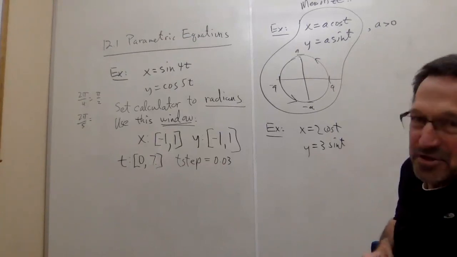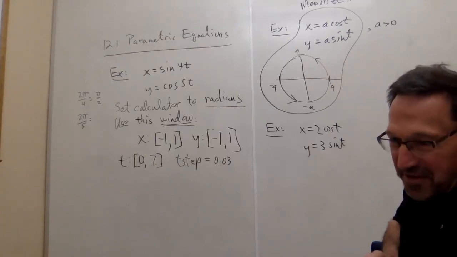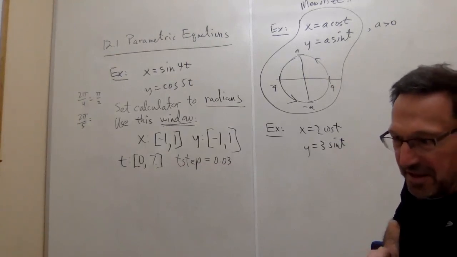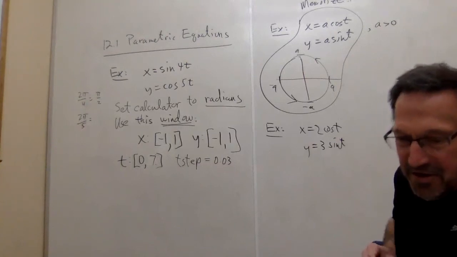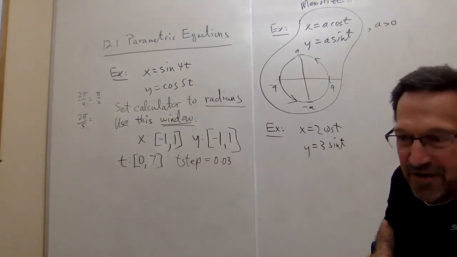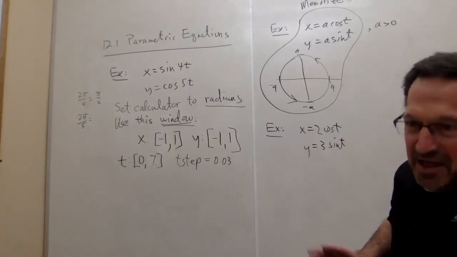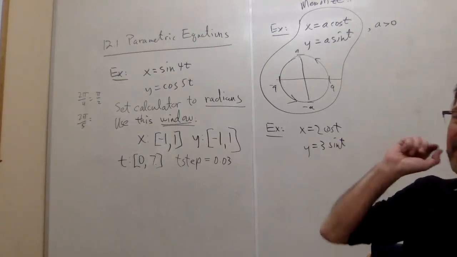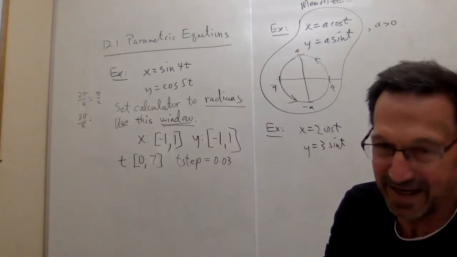And then there's another interesting variable inside your window command called t-step. It may be called delta t for some of your calculators. Basically, the way our calculators graph a curve, they don't analyze it, look at the algebra and say, oh, that's a circle, and draw a circle. It calculates points on the curve and connects them with a straight line.